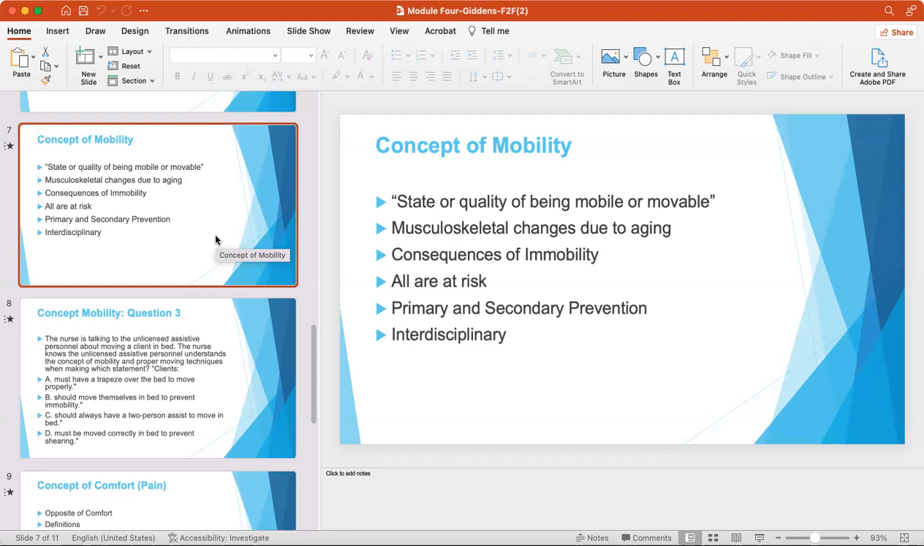It's also important to note that immobility causes cardiovascular system issues with decreased cardiac output, right? Orthostatic hypotension can occur as well. Venous stasis can occur as well. And it's important to know with orthostatic hypotension how we move our clients, right? Because that can cause a fall, it can cause injury as well.